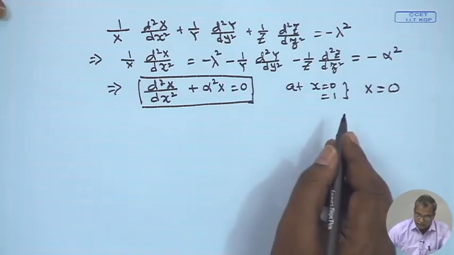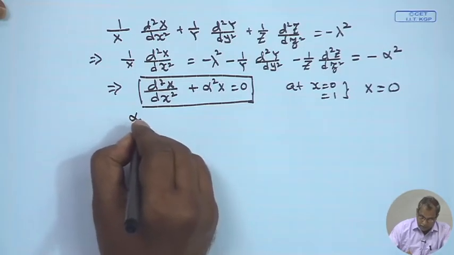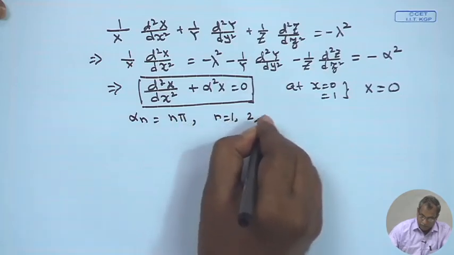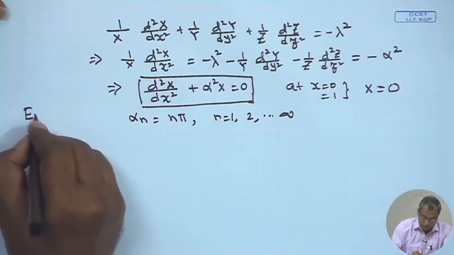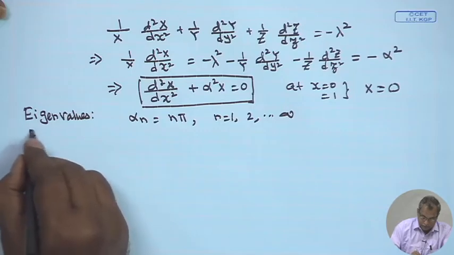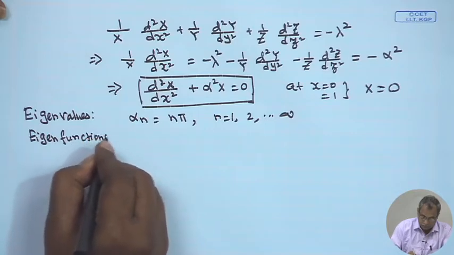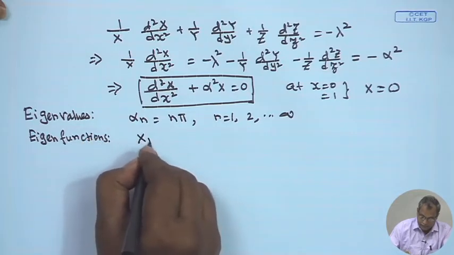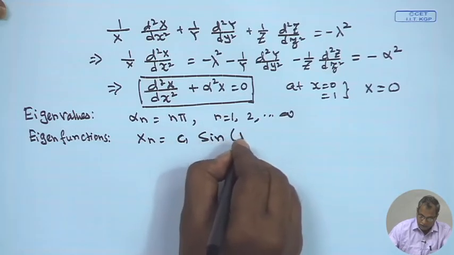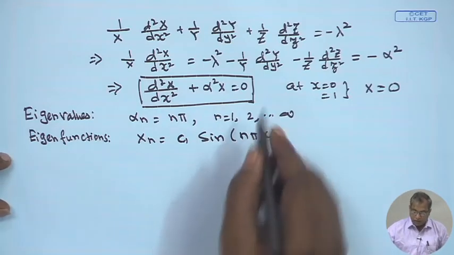So, this has been done, and we have already seen the solution of this. The solutions are alpha n is equal to n pi as the eigenvalues, where n runs from 1 to infinity. So, these are the eigenvalues, and eigenfunctions are sine functions. X n is equal to a constant, let us say C 1 sin n pi x. Okay. So, let us formulate the y varying part.